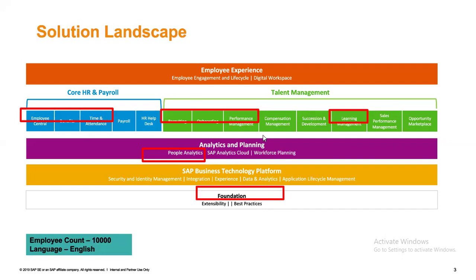How are they defined? Basically, in core HR and payroll, we have Employee Central, benefits, and time and attendance. These are the basic things which we have to understand for core HR. I will explain the details in the coming slides also. Secondly, these are the different modules we have in talent management: recruiting, onboarding, performance management, compensation, succession, learning management, and the modules the sales team will work on, sales performance management and opportunity marketplace.